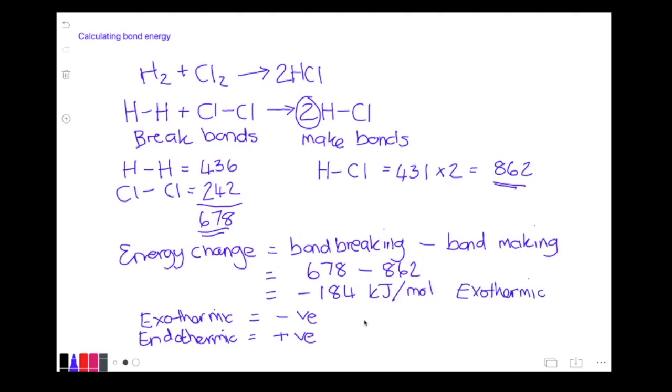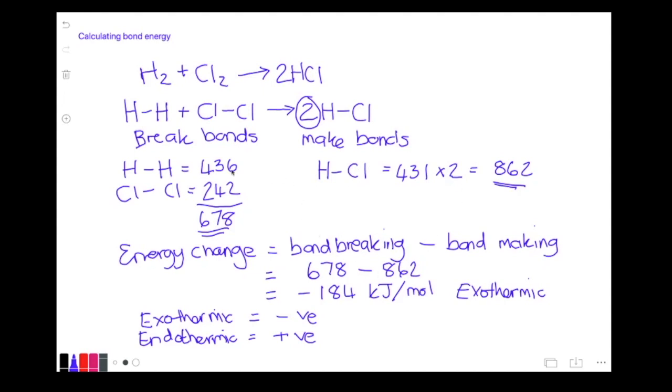So that means in this reaction between hydrogen and chlorine, if we measured the temperature surrounding this reaction, there'd be a temperature increase. Energy would be released, energy would be given out. And that's because the energy in terms of making bonds is greater than the energy to break those bonds. We have to put less energy in to break than the energy released in making new bonds. So overall, it's an exothermic reaction.